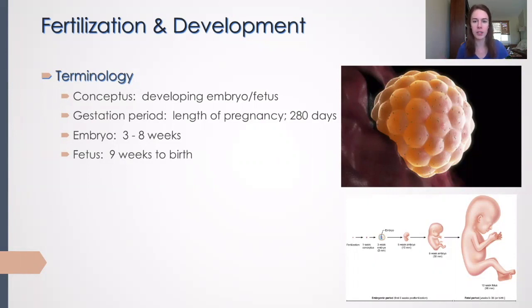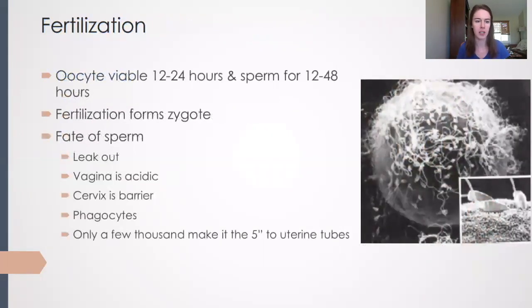The embryo is what we call the developing new person from 3 to 8 weeks of development. And then after that, it's called a fetus from 9 weeks up until the time of birth. Before that, it's going to be called a blastocyst and a couple other things, and we'll look at what those individual structures are. But let's talk about fertilization first.